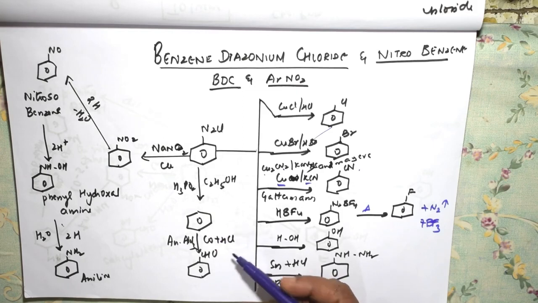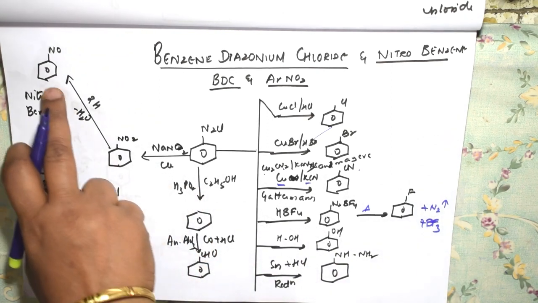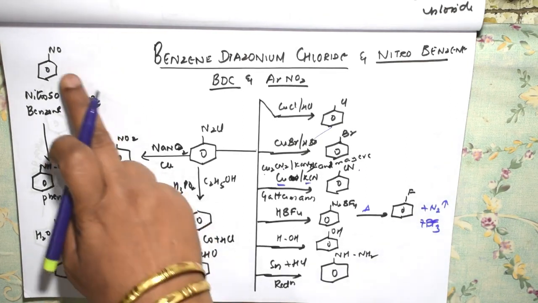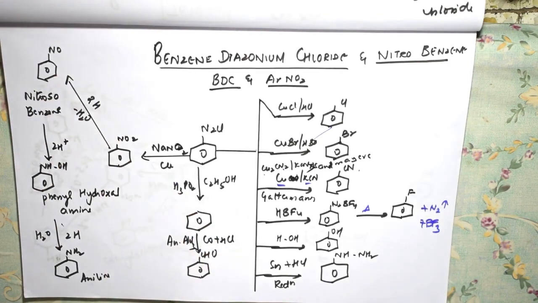Benzene in the presence of CO and HCl, there's a name reaction for this. You're going to convert it into benzaldehyde. So this is one conversion, reduction. Further, you are going to convert into aniline. So BDC to aniline, this is one more procedure. I have explained you everything.